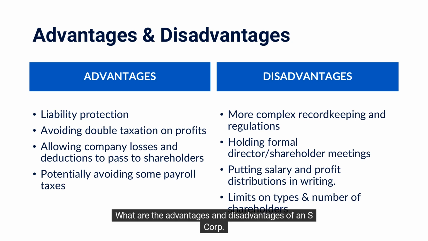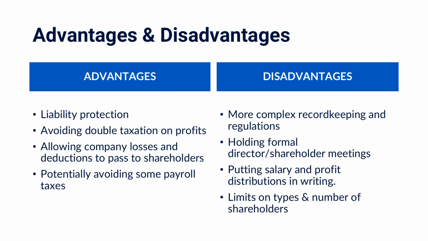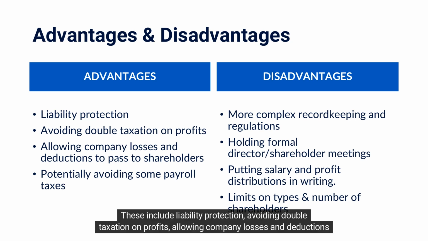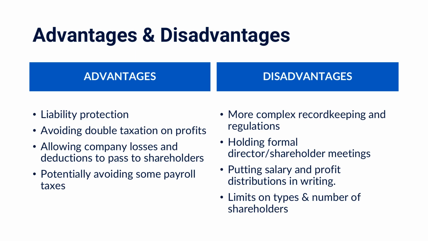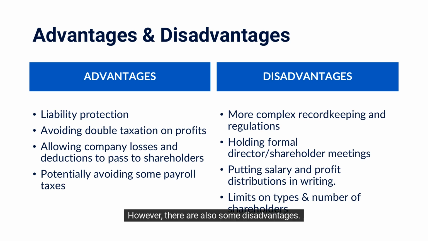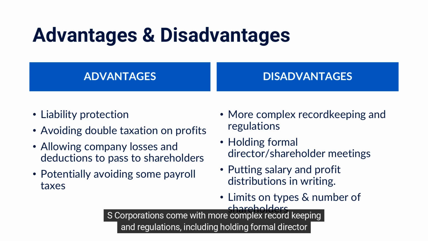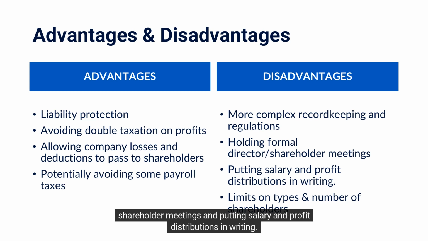What are the advantages and disadvantages of an S corp? There are some key advantages of an S corp. These include liability protection, avoiding double taxation on profits, allowing company losses and deductions to pass to shareholders, and potentially avoiding some payroll taxes. However, there are also some disadvantages. S corporations come with more complex record-keeping and regulations, including holding formal director and shareholder meetings and putting salary and profit distributions in writing. There are also limits on types of shareholders and number of shareholders.